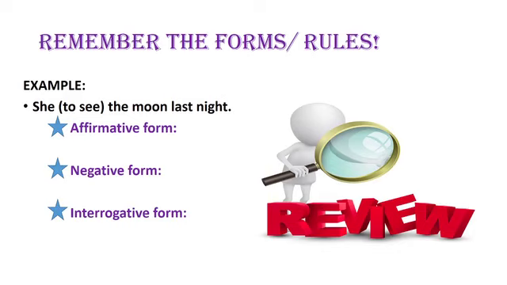For the affirmative form, we're going to use the simple past that we have in the charts. Go back to the charts if you want. To see, its simple past is saw. So: she saw the moon last night. Remember, you don't add ed or d or anything.